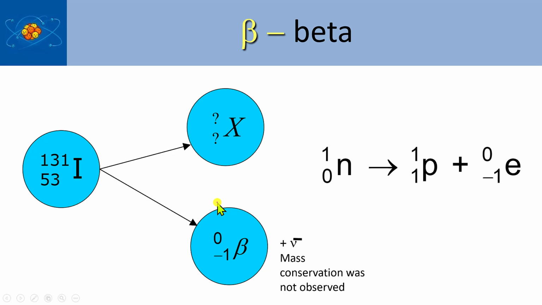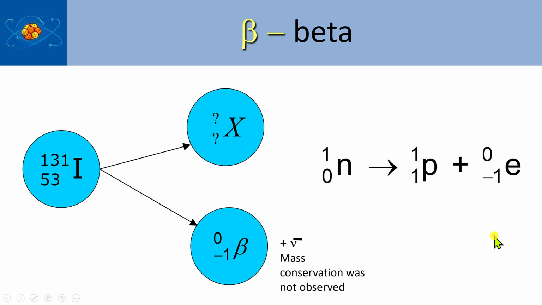Here's another example, a nuclear decay reaction. This is an example of a beta decay. A beta decay is an electron, and the way we treat the electron is we give it a mass number of 0 and an atomic number of -1. So this number in the bottom left represents the nuclear charge.